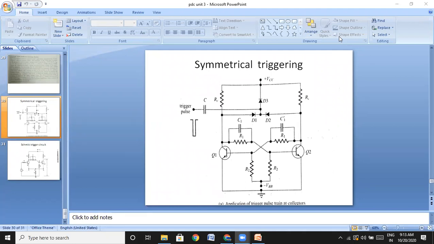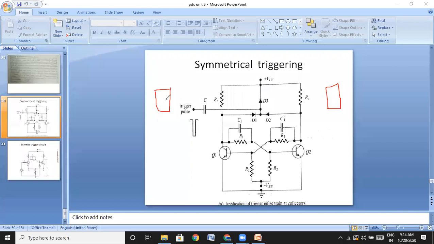The difference between unsymmetrical and symmetrical triggering is that for unsymmetrical triggering we require two triggering circuits, one on each side. By using these triggering circuits we change the state of the transistor. That is the unsymmetrical triggering.